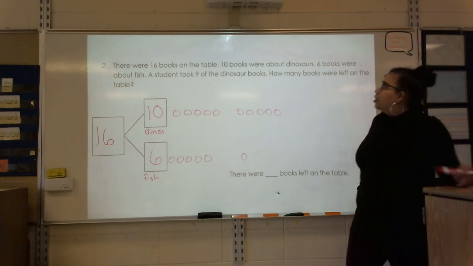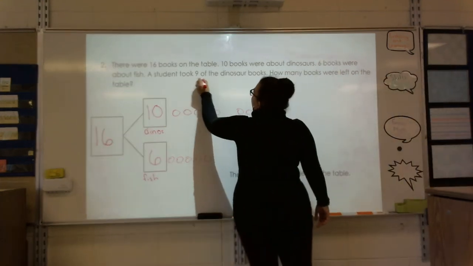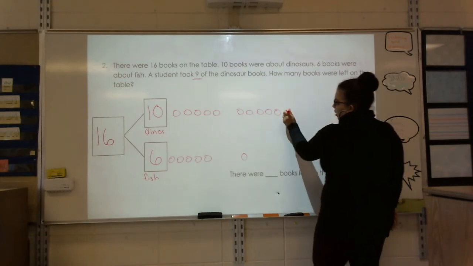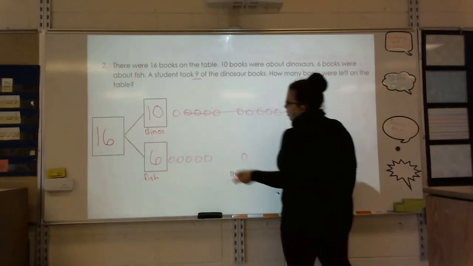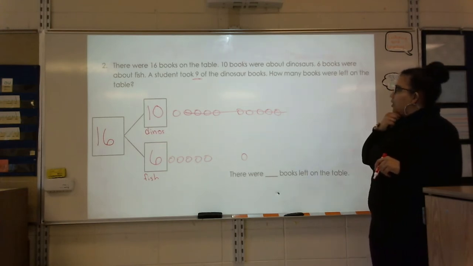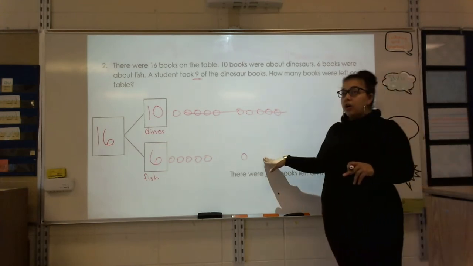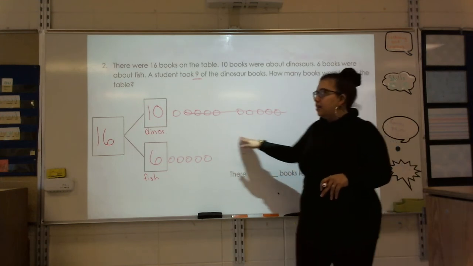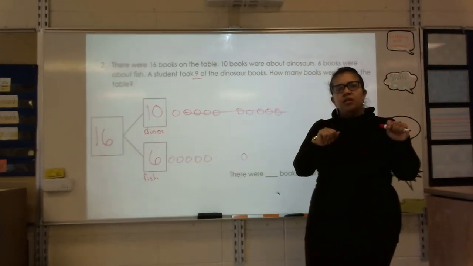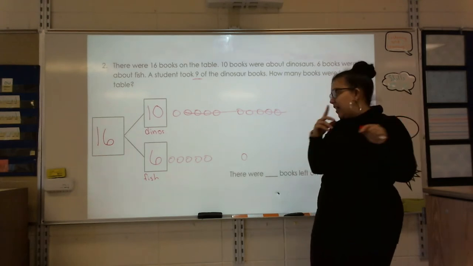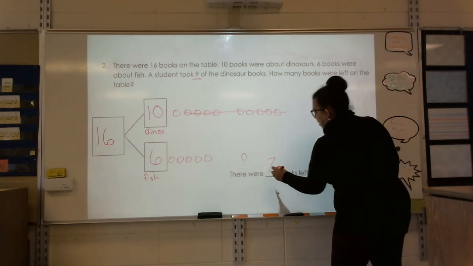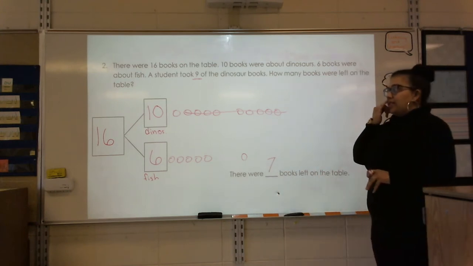It says that the student took 9 of the dinosaur books. Let's take away 9 of the dinosaur books. They all came out of the dino pile. How many books were left on the table? Well, there's all 6 fish books and 1 dino book. So what is 6 and 1 more? 7. Excellent. There were 7 books left on the table.